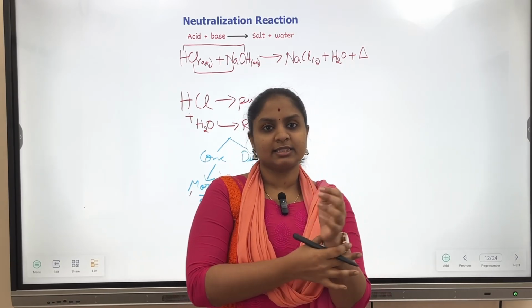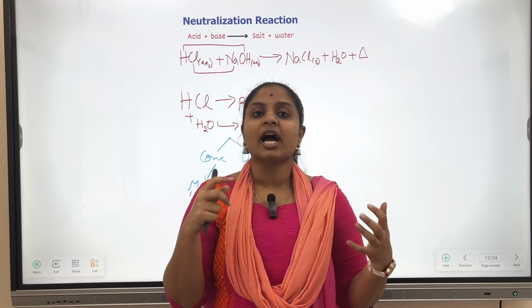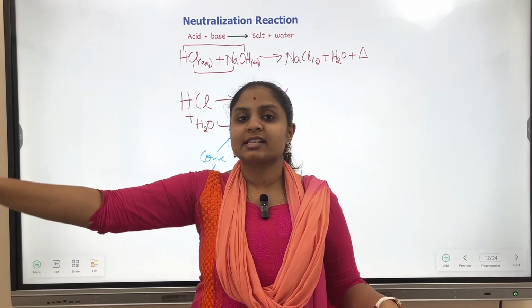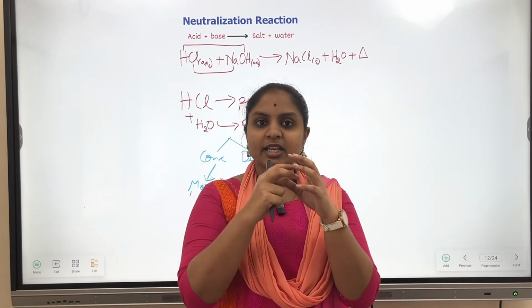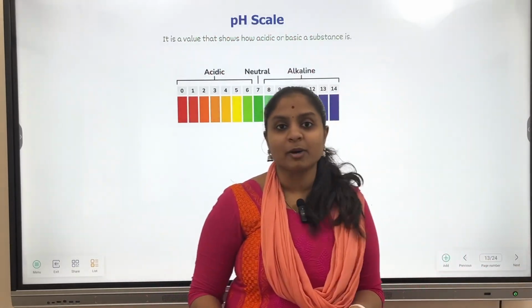So we understood acids and bases, and that they are concentrated or diluted. We also need a value to identify a strong acid or a weak acid, or whether this acid is concentrated or this base is diluted. We need one value to identify, no? For that value, we will learn about the pH scale.